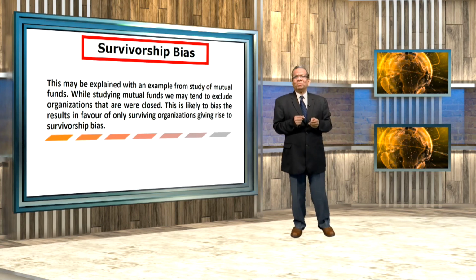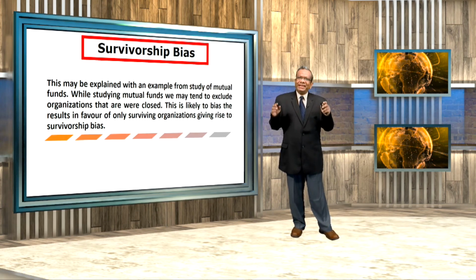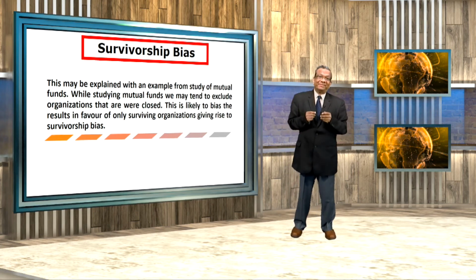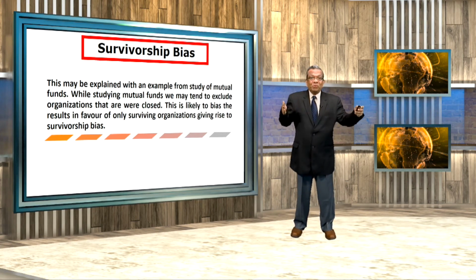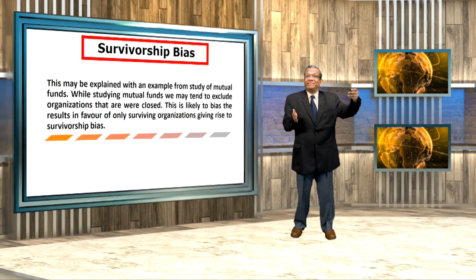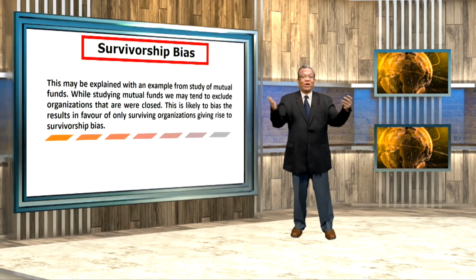Now, this is very important, survivorship bias. This may be explained with an example from the study of mutual funds. While studying the mutual funds, we may tend to exclude organizations that were closed. This is likely to bias the results in favor of only surviving organizations, giving rise to survivorship bias. Therefore, whenever we are studying any phenomena, it is right to include those organizations which have failed also in order to have appropriate results.